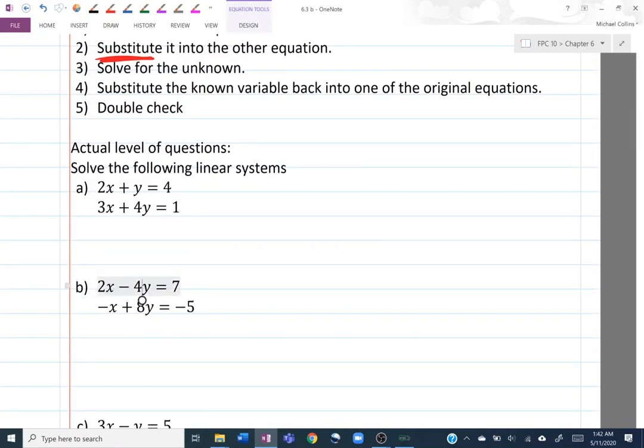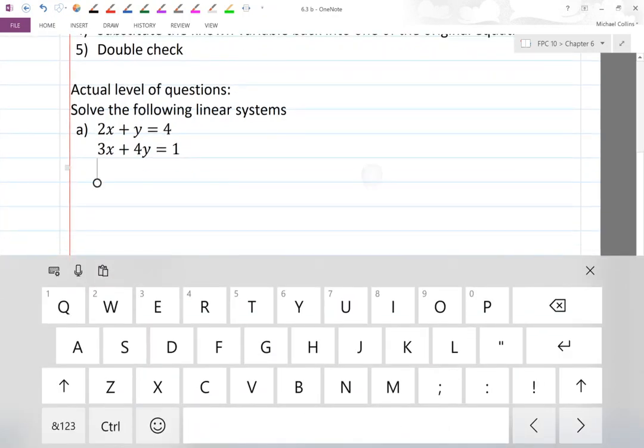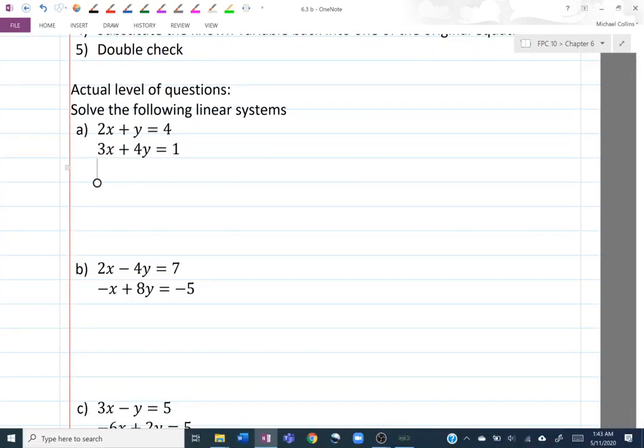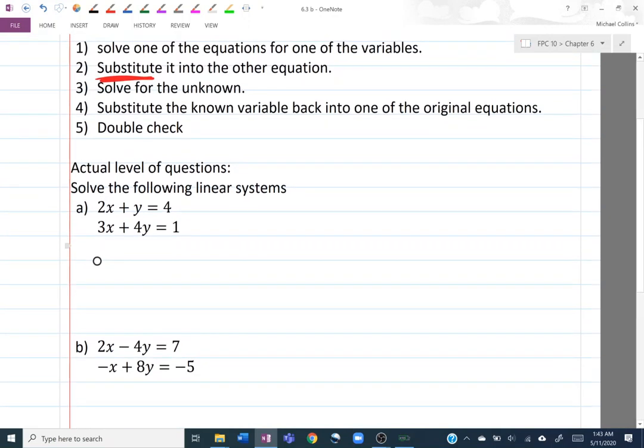I might have crowded myself a bit too much here. I'm going to move this one down a bit, give myself a little bit more space. 2x plus y is equal to 4. 3x plus 4y is equal to 1.